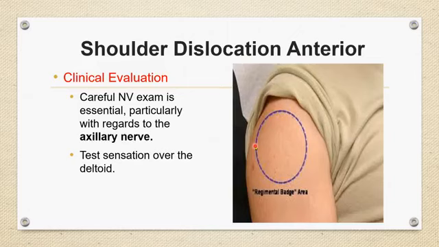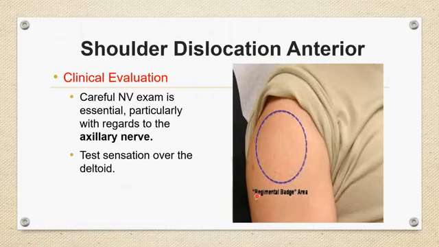As the shoulder is dislocated and there is intense pain in the acute phase, you will not be able to elicit the motor activity of the axillary nerve. That's why you have to elicit the sensory component of the axillary nerve, that is, the sensation over the skin over the deltoid muscle.